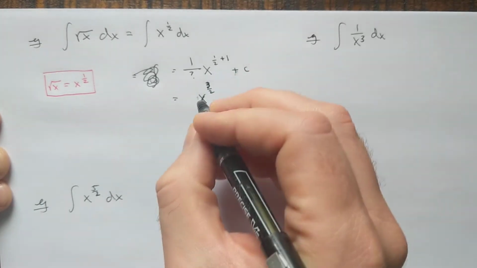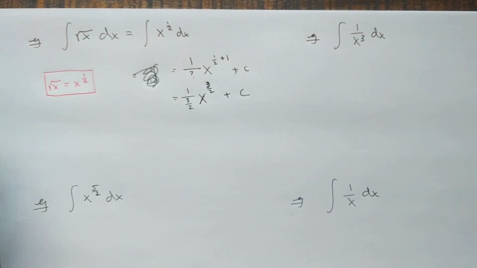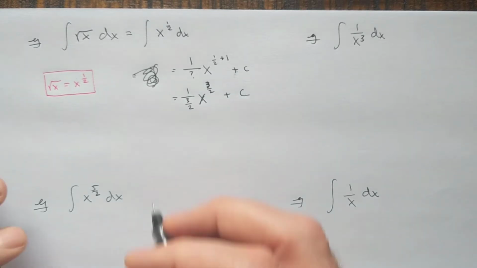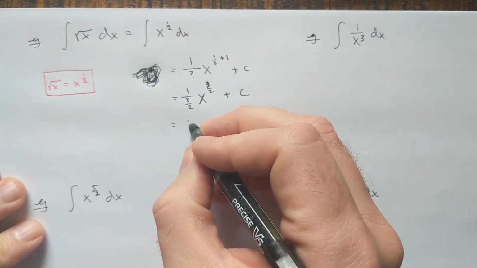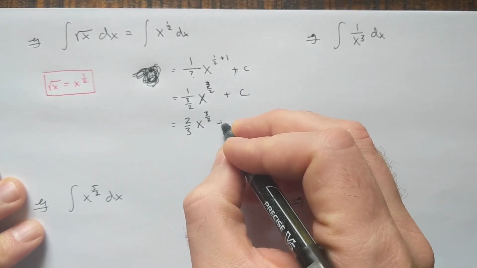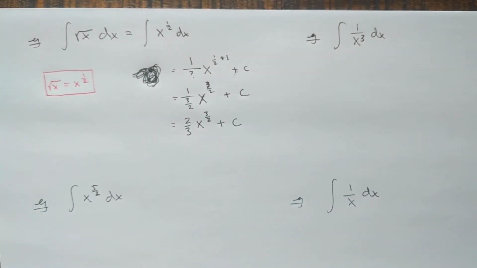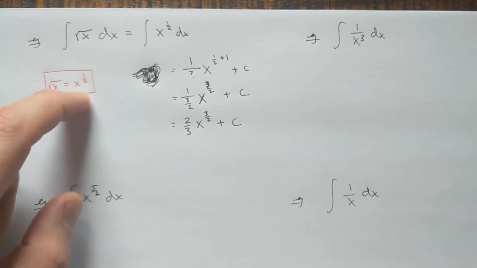And the power rule tells us that we should then do 1 over 3/2 as our coefficient. But remember, what we're really talking about here is the multiplicative reciprocal. If we do 1 over a fraction, it just flips the fraction over, and the multiplicative reciprocal of 3/2 is 2/3. So what we end up with is 2/3 x to the 3/2 plus c. Really the only trick here is remembering that the square root of x can be written as x to the 1/2.